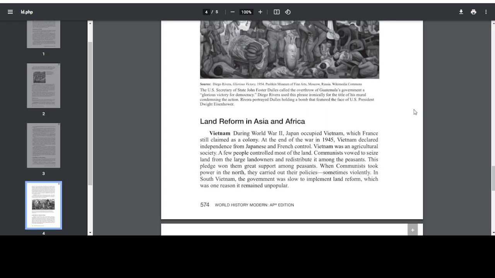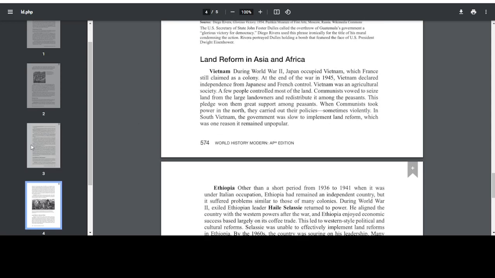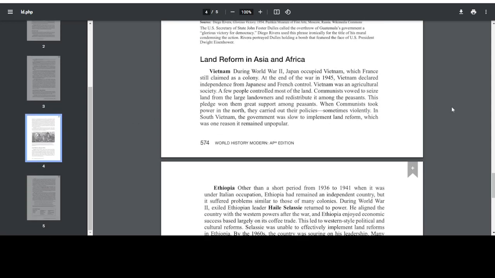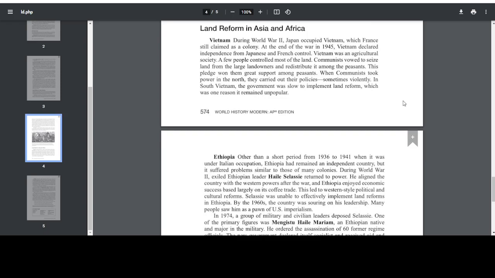Land reform in Asia and Africa. Vietnam. During World War II, Japan occupied Vietnam, which France still claimed as a colony. At the end of the war in 1945, Vietnam declared independence from Japan and French control.